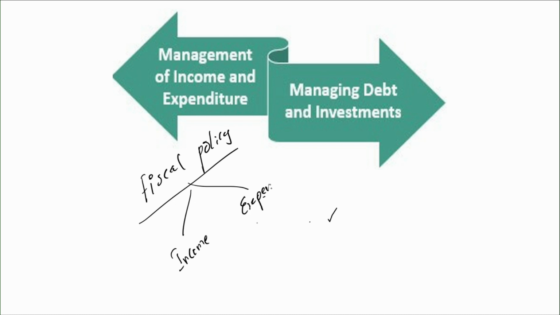Fiscal policy is the policy that deals with the income and expenditure of the government. So what is the major source of income to the government? Taxation. And that's a basic reason whenever it comes to fiscal policy, people refer to these two terms: taxation and expenditure.